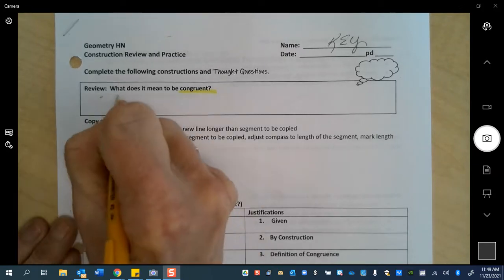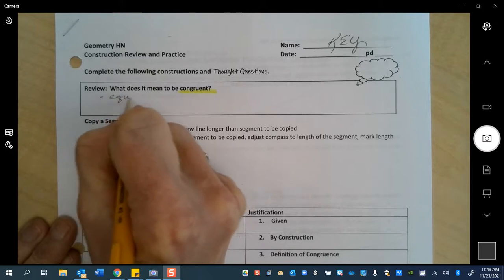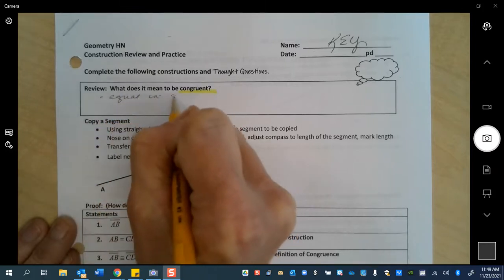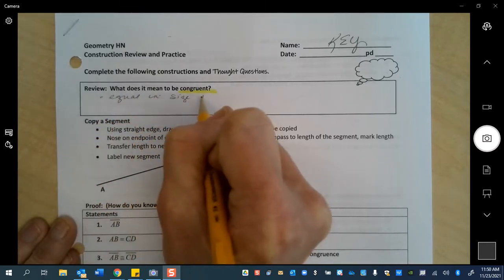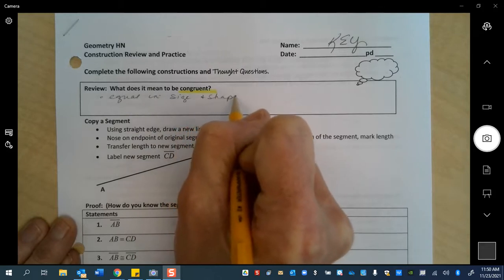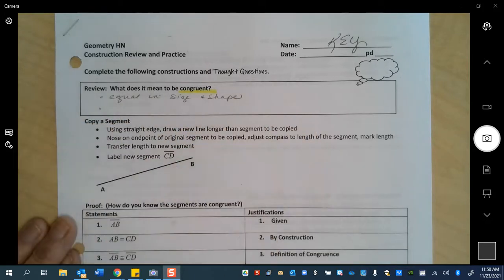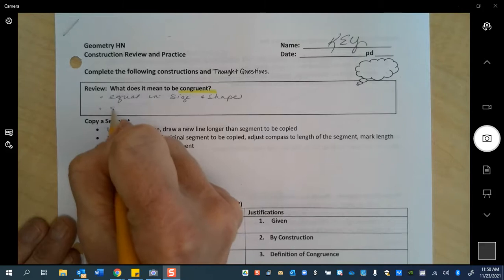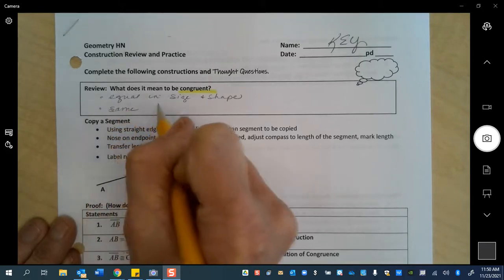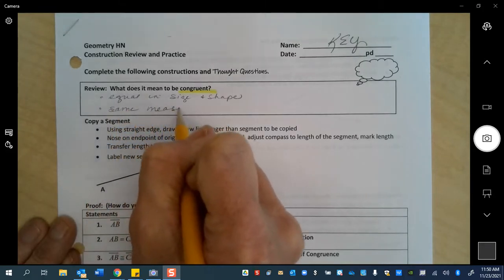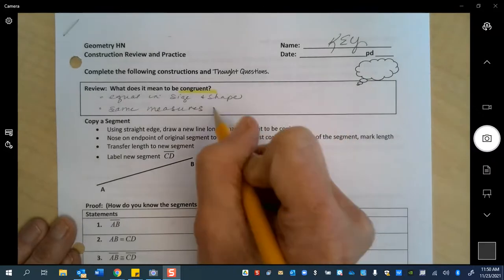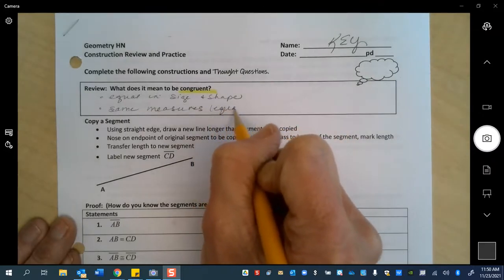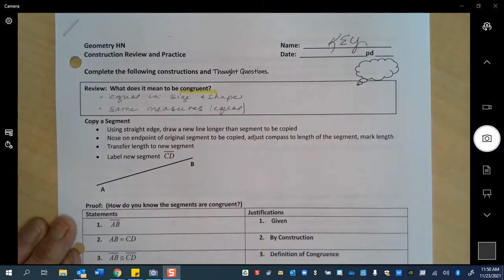Okay, so I heard equal in size and shape. What else did you talk about? Call it out. How about our definition of congruence? What does that teach us? It has the same measures, equal measures. If two things have equal measures, then therefore they're congruent.